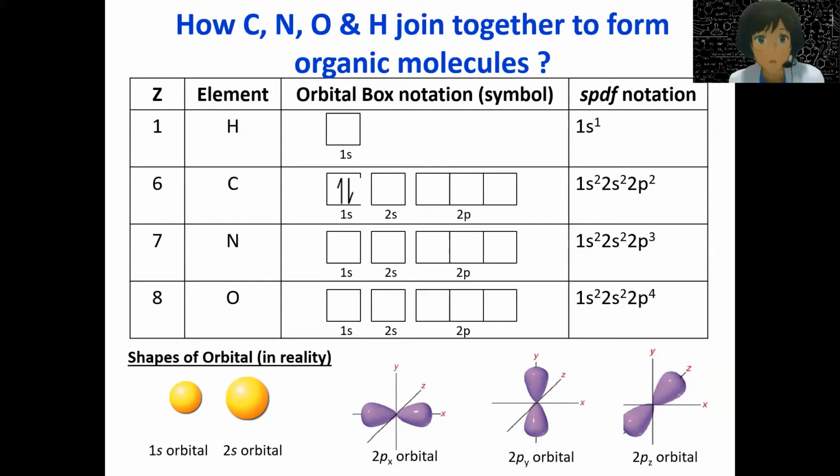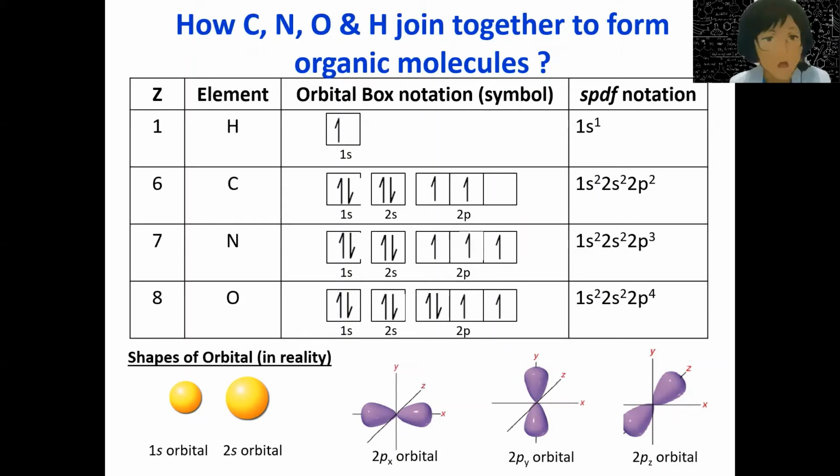Okay, let us look at carbon. The notation is 1s2, 2s2, and 2p2. So remember the different rules that we need to apply. We need to fill in the lower energy levels first. Then after that, for the same energy level, they are filled in singly before they are paired. For nitrogen, you have 1s2, 2s2, and 2p3. For oxygen, you have 1s2, 2s2, and 2p4. And for hydrogen, you only have 1s, which is only one electron, so it will be alone in a 1s box.